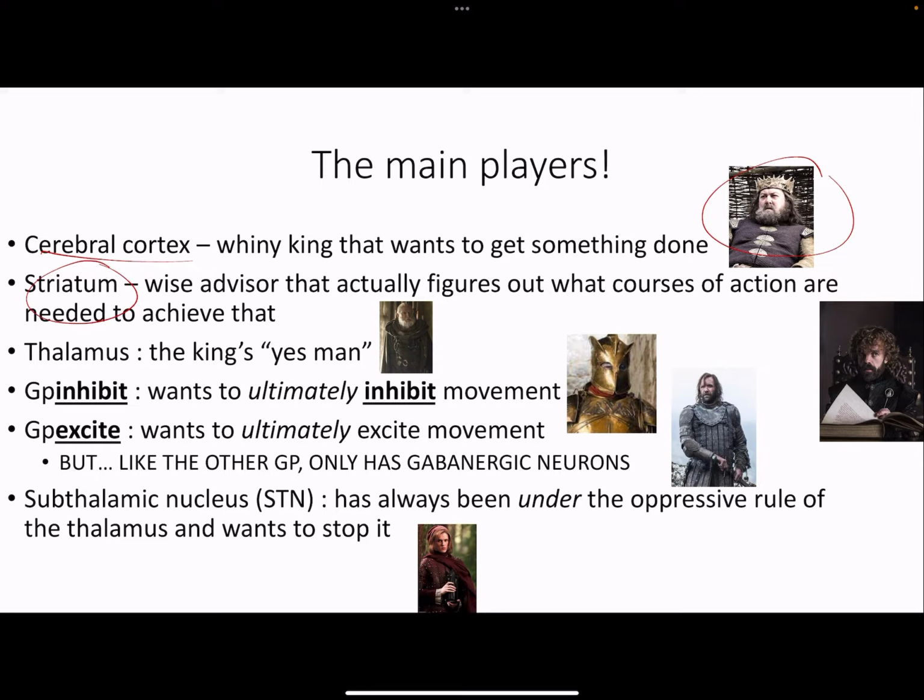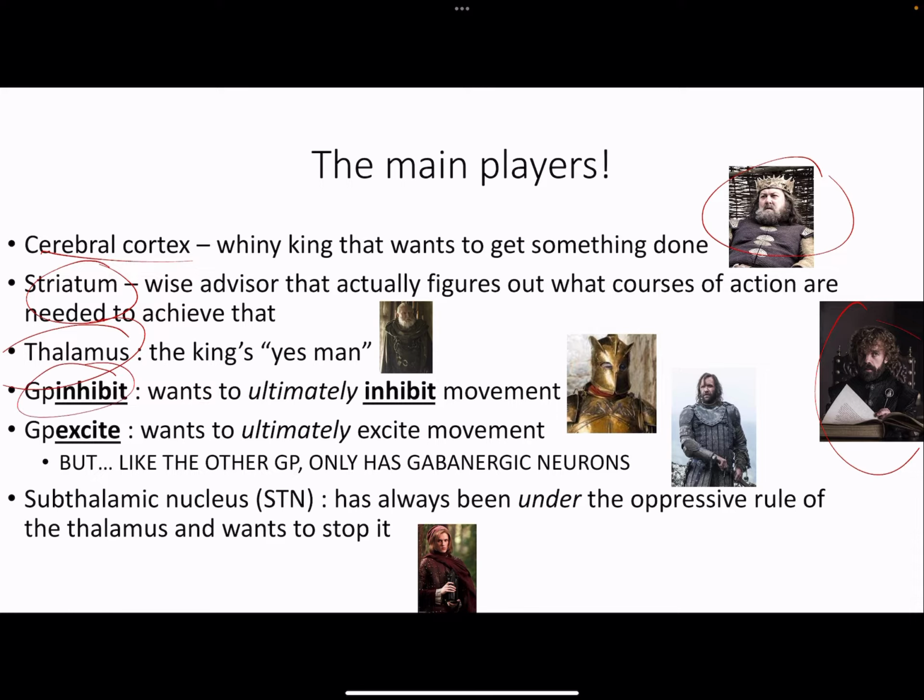The striatum is wise, and it's going to try to help the king. As dumb as the king is, it wants to get this done, and it's going to help coordinate turning on and off different systems to get this done in the best way possible. Now, the last end of the road is the thalamus. The thalamus is the king's yes man. His goal is to always say yes to the king no matter what, because he's been around for so long, the king's always going to listen to him. So sometimes we're going to have to shut down the thalamus because the striatum says, well, the thalamus is an idiot, and we don't want to say yes to the king's request.